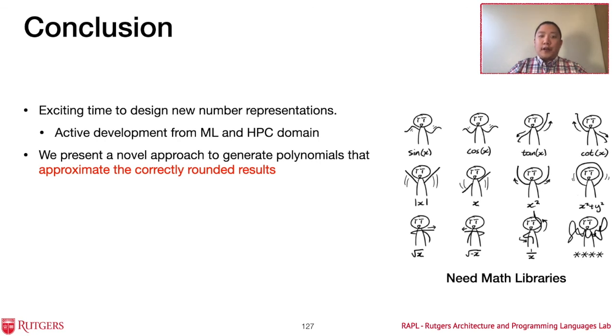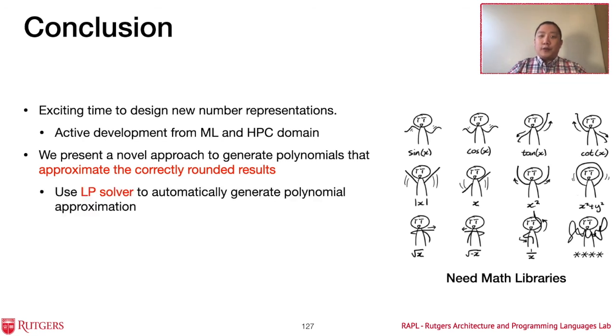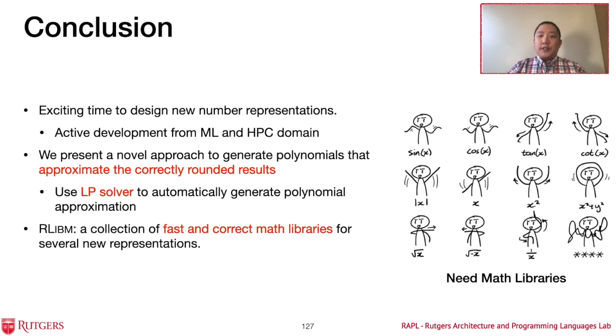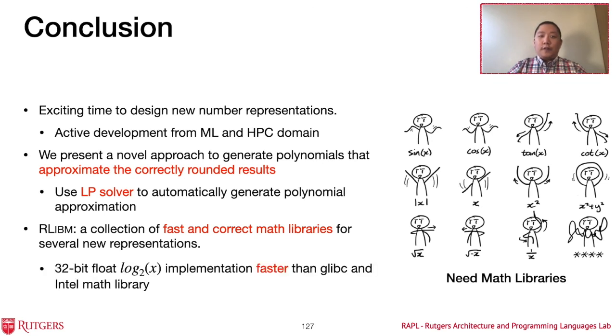In contrast to prior work that focuses on generating approximations for the real value of f of x, we propose a radical approach that approximates the correctly rounded result instead. We also propose an approach to reduce the problem of generating polynomial approximations to a linear programming problem. We show that using this approach, we can create math libraries that are not only correct, but also fast. In particular, our log2 of x function for the float type is faster than both glibc and Intel's math library and produces correctly rounded results for all inputs.